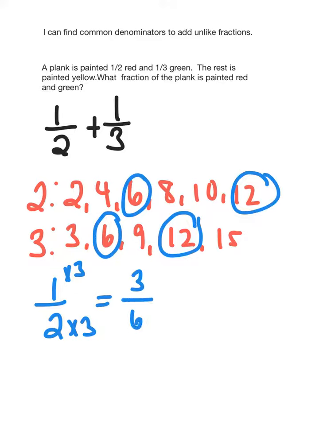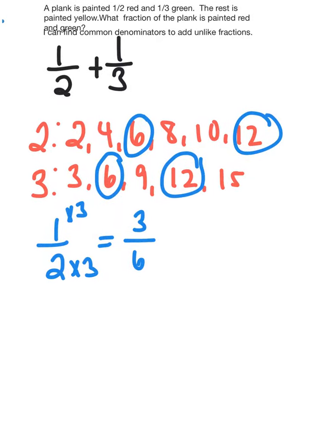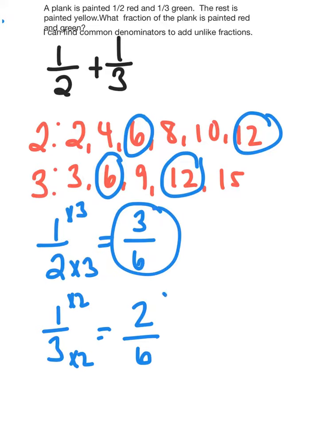Now I need to do that with my 1/3 as well. Working with my fraction of 1/3, I need to turn that into a denominator of 6. If I do my 3 times 2 equals 6, whatever I do to the denominator, I need to do to the numerator. 1 times 2. 1 times 2 is 2, and 3 times 2 is 6.